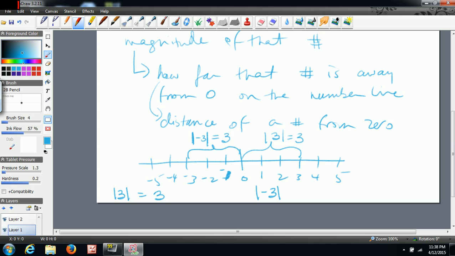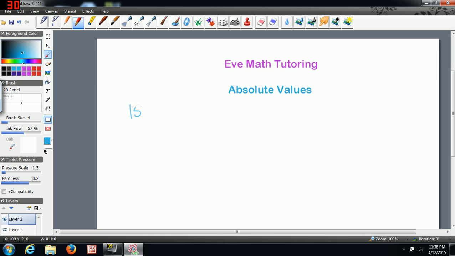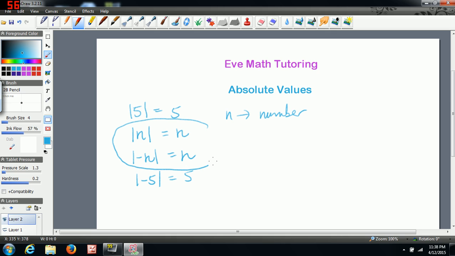Okay, so let's see here. When you have any number, you always get positive of that number. So let's let n represent a number. The absolute value of n is always going to be positive n. And any negative number, if n is a number, is still going to be positive of that number. So if I have the absolute value of -5, the answer is positive 5. And this is always the case. So this is the rule, and this always holds with absolute values.